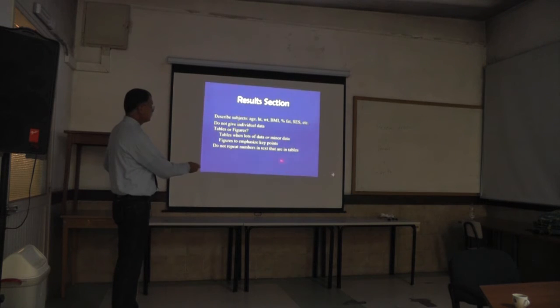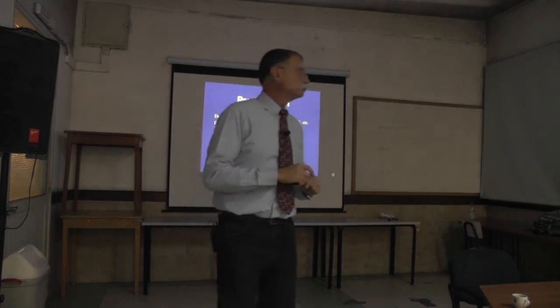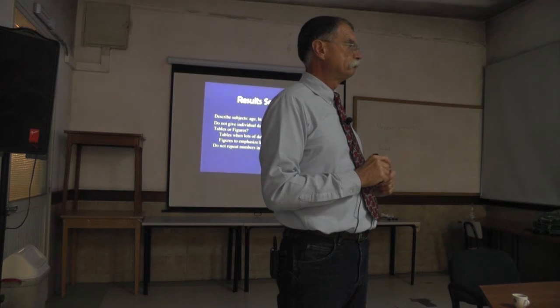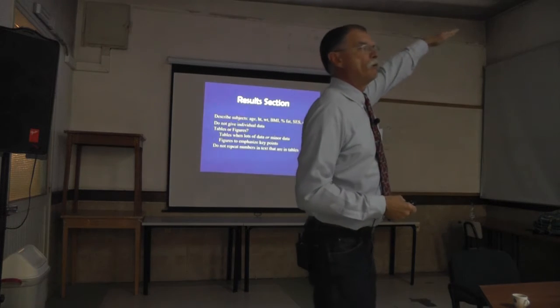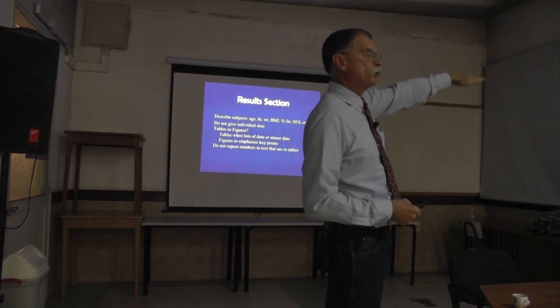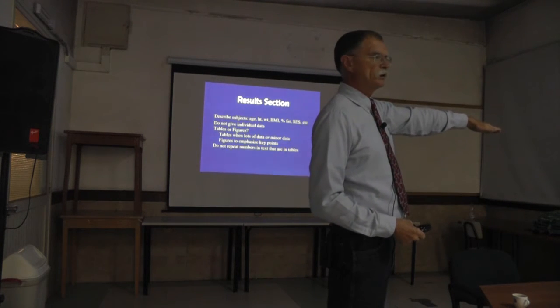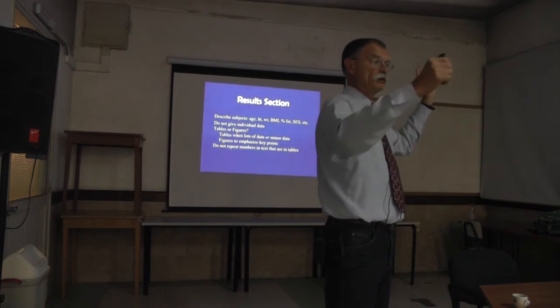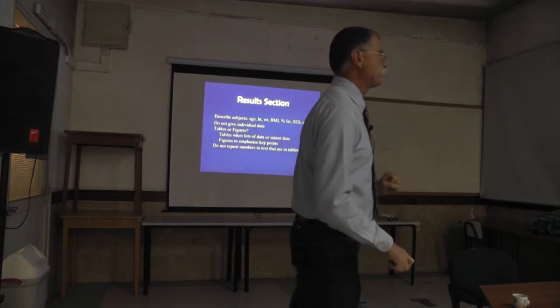And if you put something into a table, don't put it into the written text part of the results. If you had a table that said, my subjects were 22 years old, 172 centimeters, and 72 kilograms on average, if it's in the table, don't put it in the written part of the results section. That's duplication. That's another thing journals don't like.